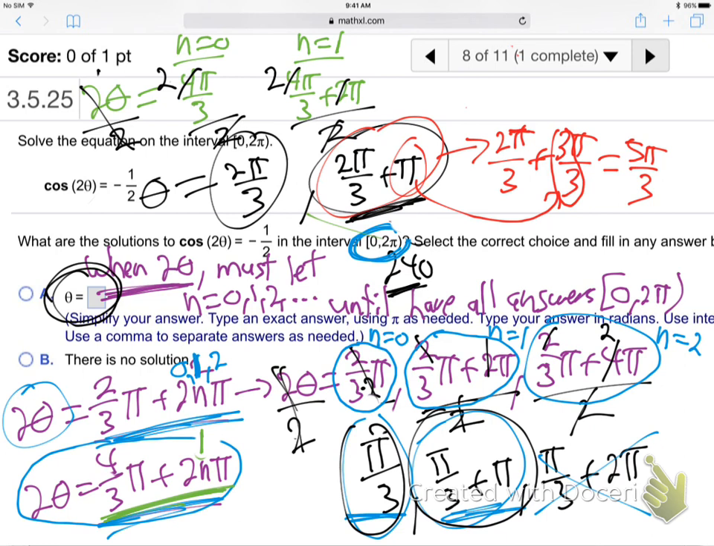This one down here, pi over 3 plus pi. I've got to combine those together as well. Let me do it down here. And what am I going to do with that plain pi again? Same thing. Make it 3 pi over 3. And this is 1 pi.